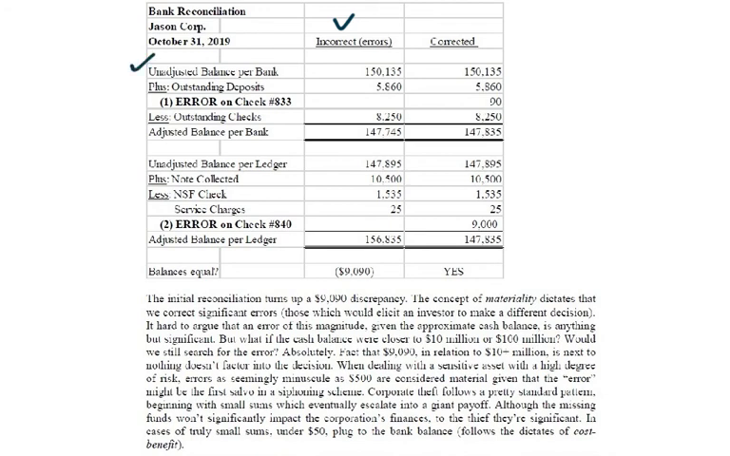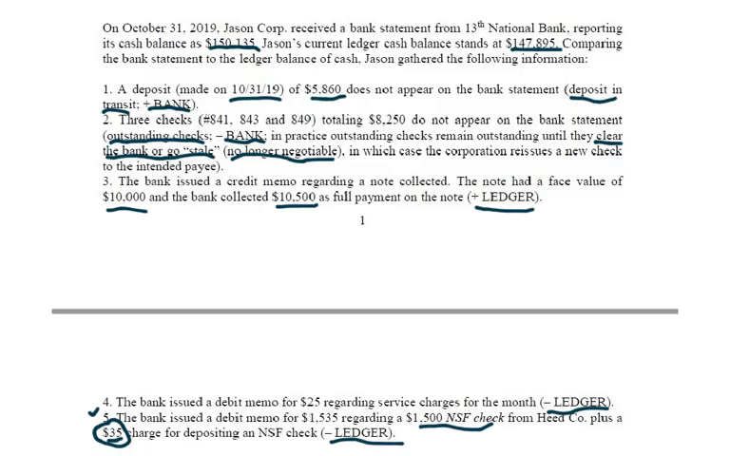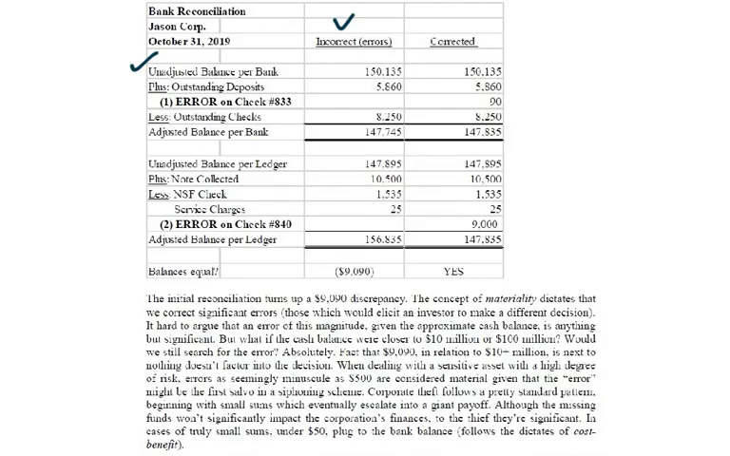So you took this unadjusted balance for the bank, which is 150,135. Just recap that right there, 150,135, as you can see. So we're going to take that number, and again, I said outstanding deposits, same thing as deposits in transit, whatever. So we're going to add back that 5,860, and we're going to subtract all the outstanding checks, and then our preliminary number we get here is 147,745.